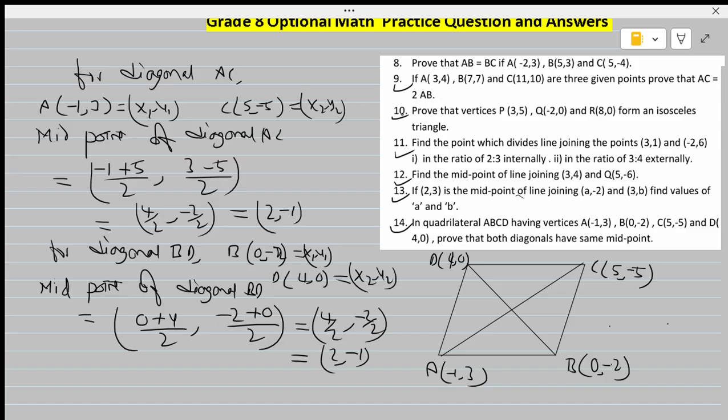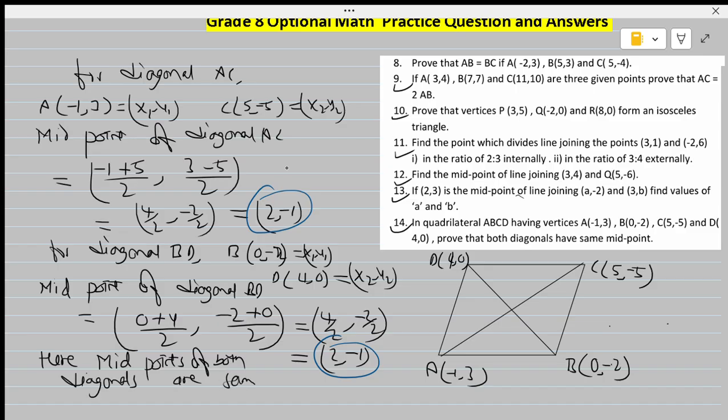So we got both diagonals the same. The midpoint of both diagonals we got the same. The midpoint of AC we got (2, -1), and that of BD we got (2, -1). So we say here, the midpoints of both diagonals are the same. That's proved.